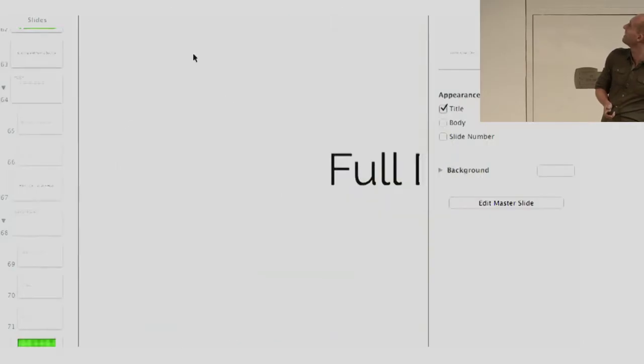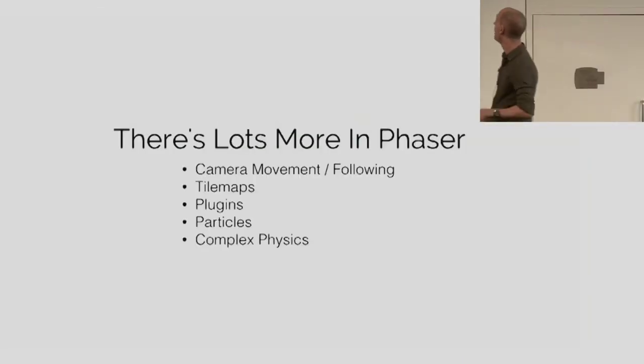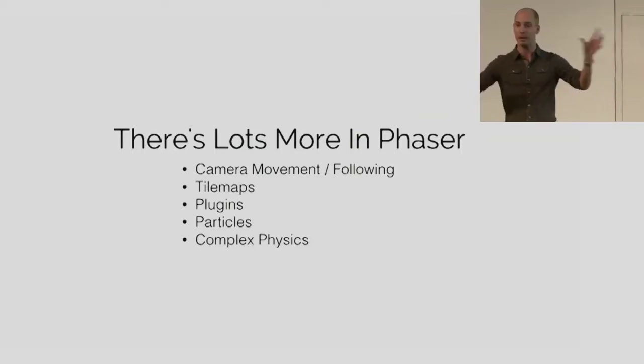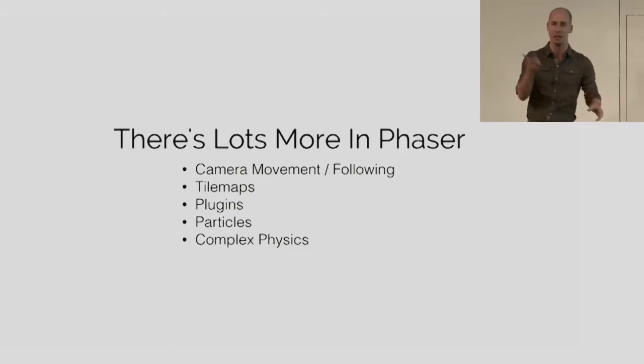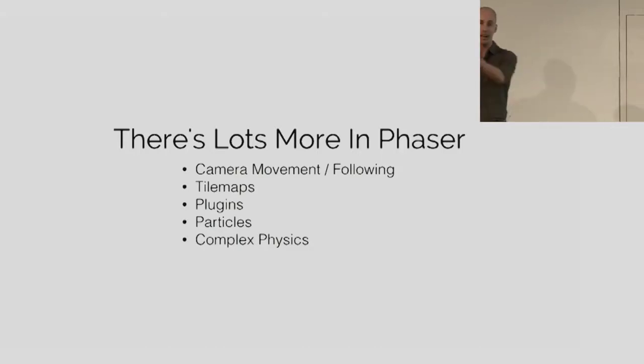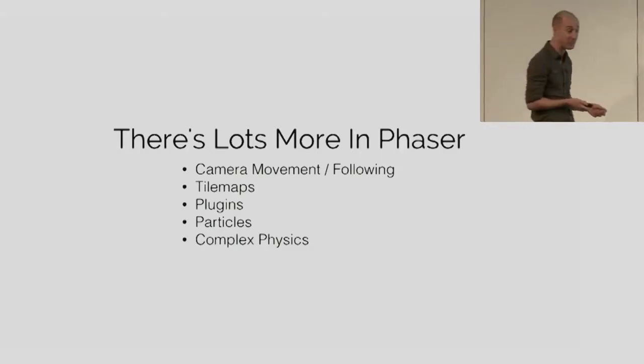You get the idea. Let's just wrap up really quickly. There's lots of things I haven't shown you. Camera movement: if your world is bigger than your stage, and you have a hero or a car or whatever that you want to drive around, you want the camera to follow your guy around in the bigger world. Phaser handles that seamlessly.